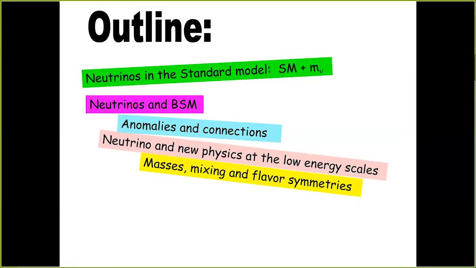This is the outline. First, neutrinos in the standard model plus mass of neutrino. Then neutrinos and beyond the standard model. I will discuss anomalies and connections and possible inference of these. Then I will focus on neutrinos and new physics at the low energy scales, an area of active research in the last years. And then I will comment on masses, mixing and flavor symmetries, trying to have some assessment of the present day situation.